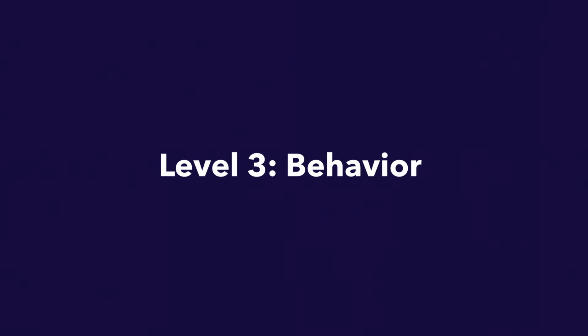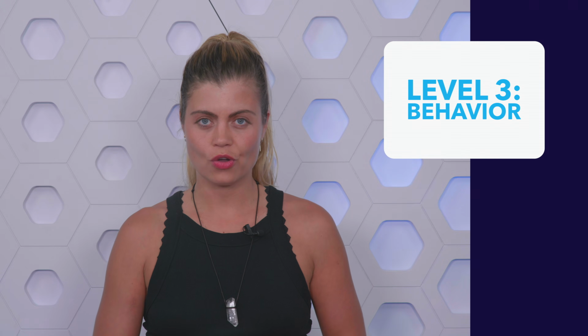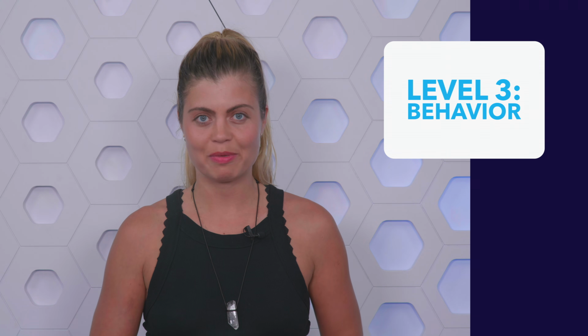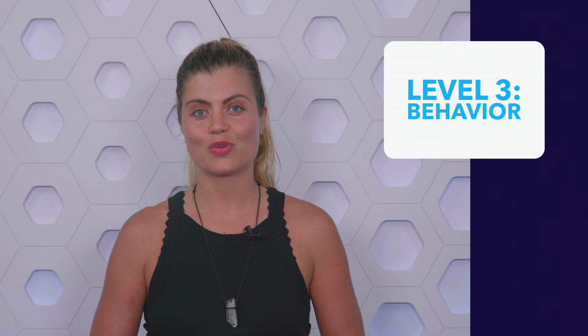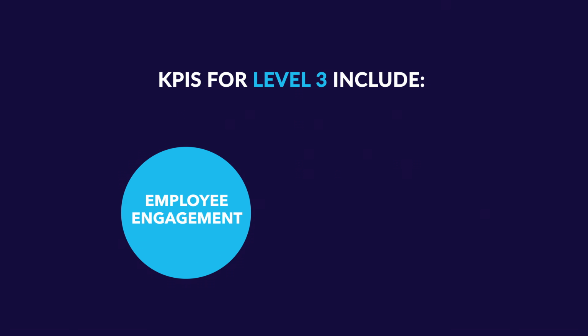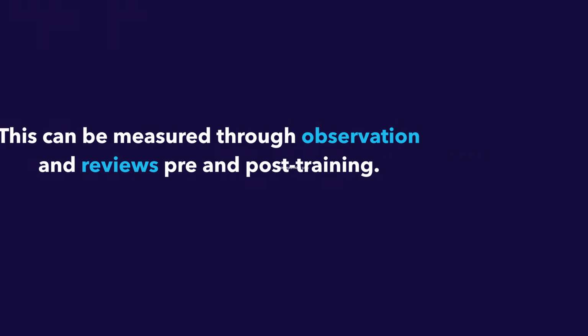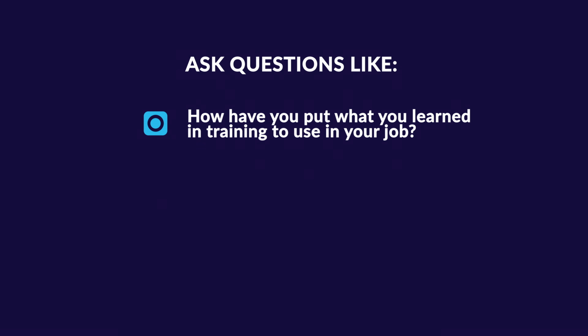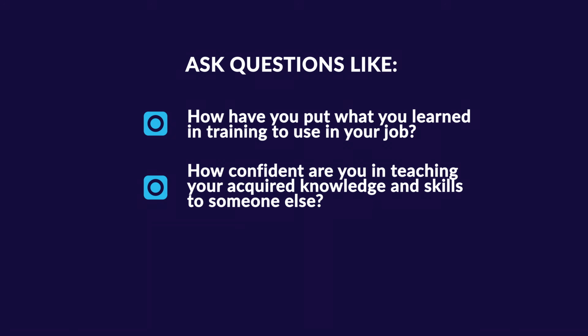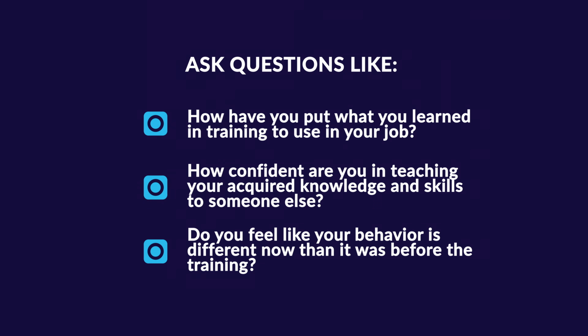Level 3, behavior. At this level, your goal is to find out how your employees' behaviors have changed due to training and to what degree. KPIs for level 3 include employee engagement, morale. This can be measured through observation and reviews, pre- and post-training. Ask questions like, how have you put what you learned in training to use in your job? How confident are you in teaching your acquired knowledge and skills to someone else? Do you feel like your behavior is different now than it was before the training?